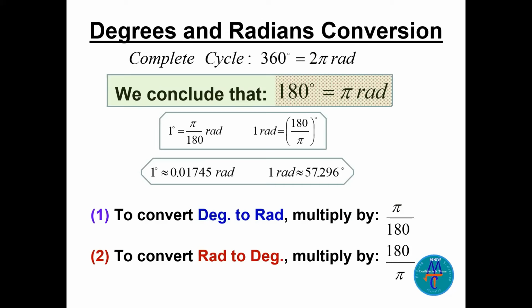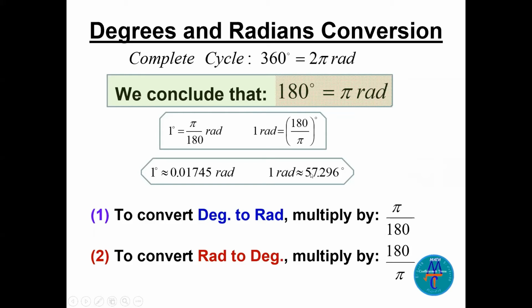Degrees and radians conversion. We can convert from degrees to radians so easily because 360 is equal to 2 pi radians. When you divide by 2, you will get 180 degrees is equal to pi radians. So 1 degree is pi over 180, which is too small. 1 radian, divide by pi, it will be 180 over pi. So 1 radian is a big angle.